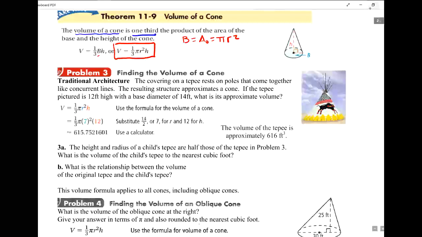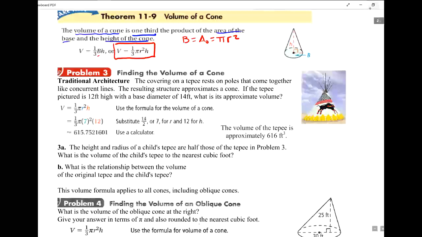We substitute that in, and the volume of a cone is 1/3 the area of the base, which is a circle, times the height of the cone. Again, don't forget it's the height of the cone, not the slant height. It's just 1/3 pi r squared h. This formula will work for all cones. So that's pretty awesome.